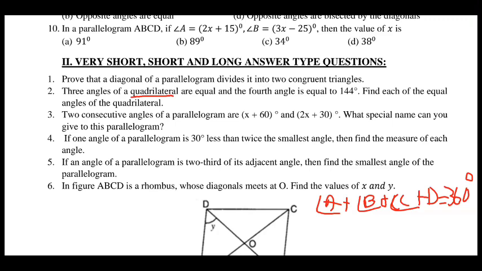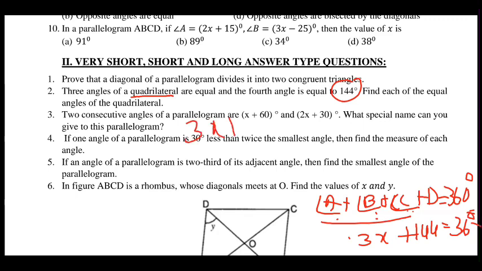Sum of all angles is equal to 360. If three angles are equal, then it is x plus x plus x, that is 3x, right? 3x plus the fourth angle, which is given as 144, is equal to 360 degree. Now you just have to find x. 3x plus 144 degree is equal to 360 degree. Now find x. Aisha, what is the answer to this? What is x, beta?